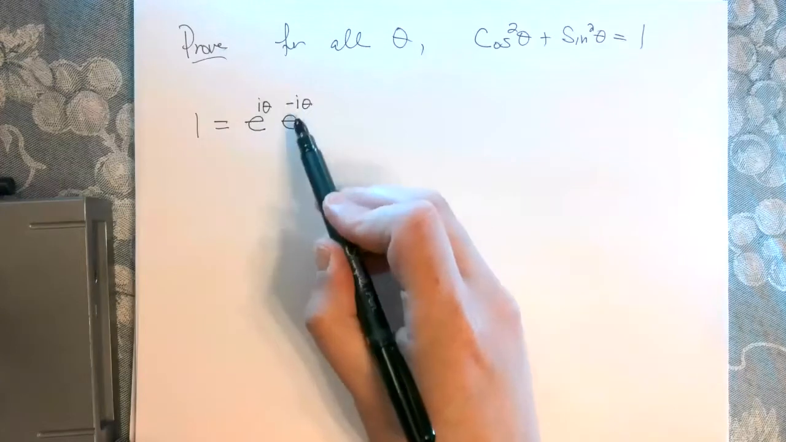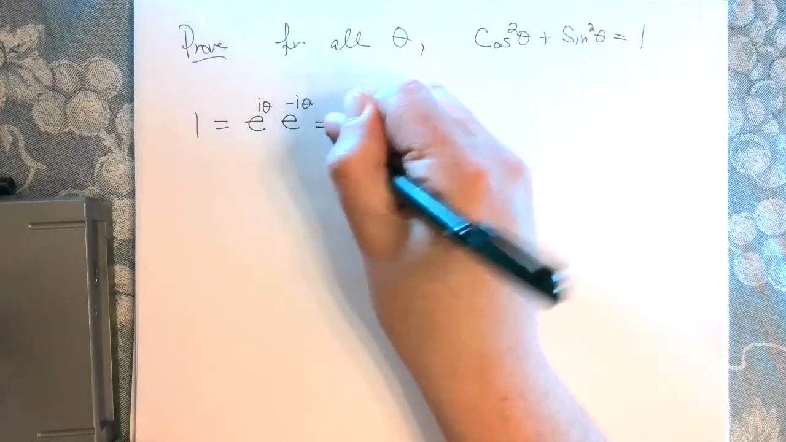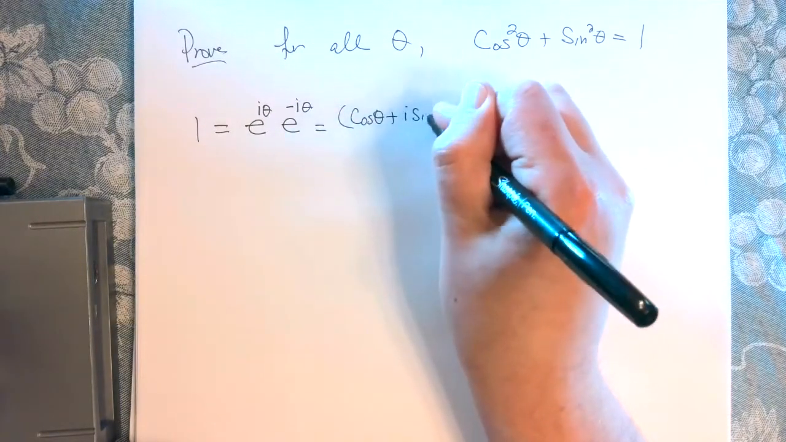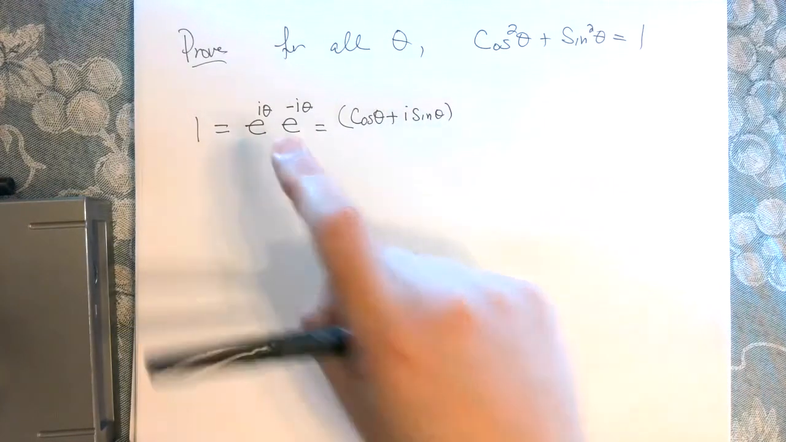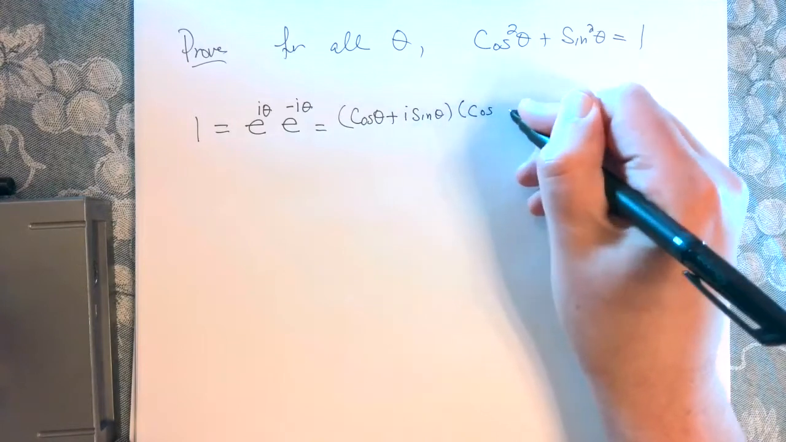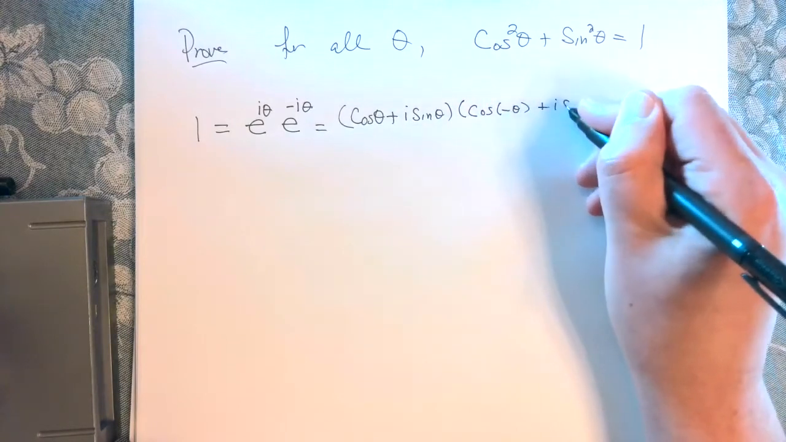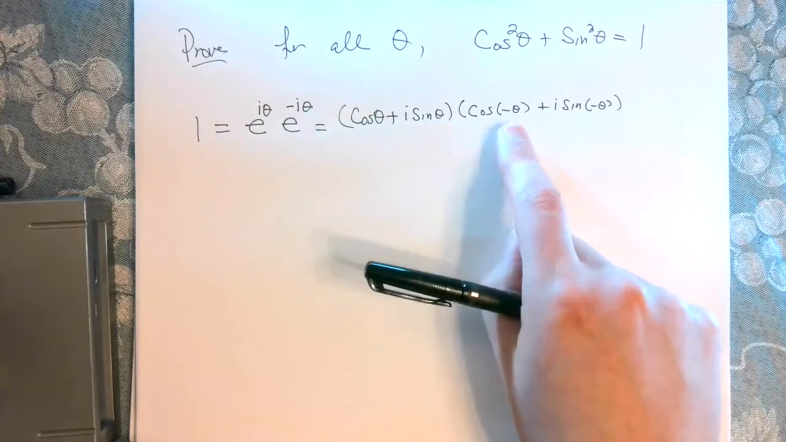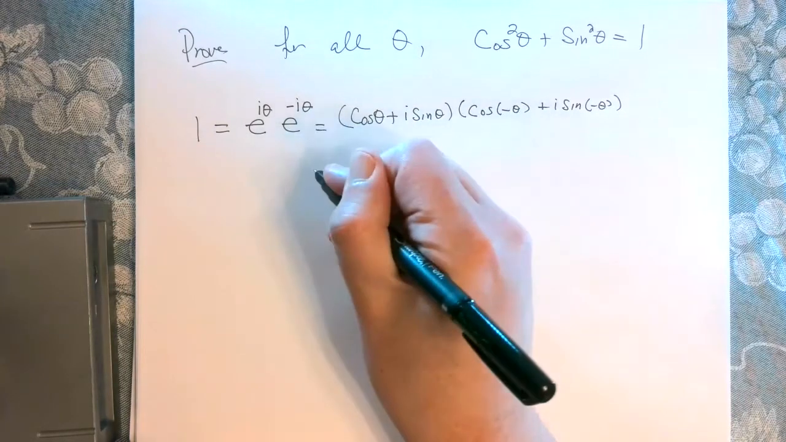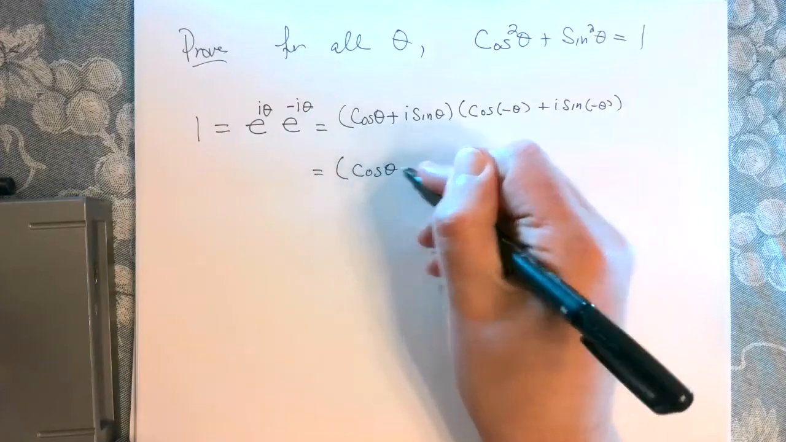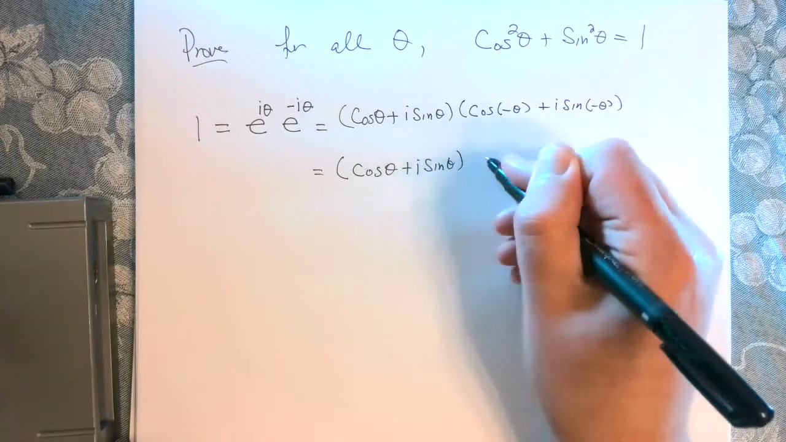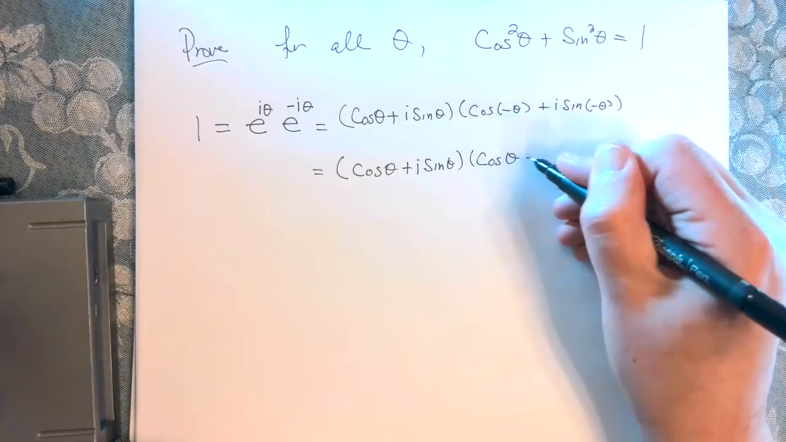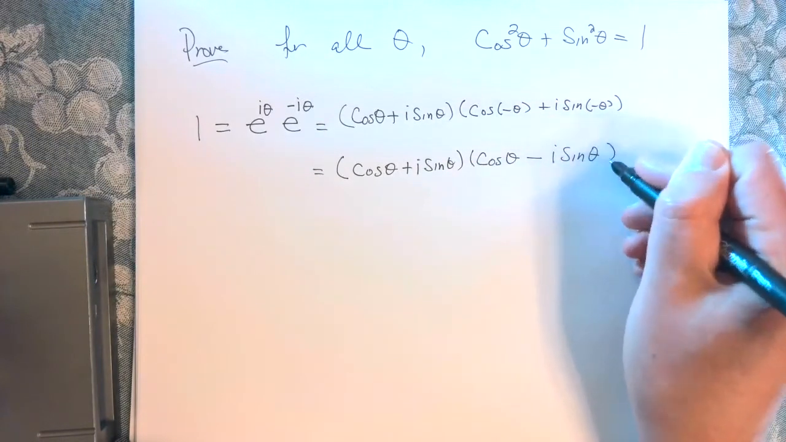And so by Euler's formula, we have a representation for each of these. Euler says that this is equal to the cosine of theta plus I sine of theta. And then this is the cosine of minus theta plus the I sine of minus theta. And we know how to deal with that. We proved that cosine's an even function and sine's an odd function. So that's going to give me the cosine of theta. And this will be minus I sine of theta, again, since sine is an odd function.